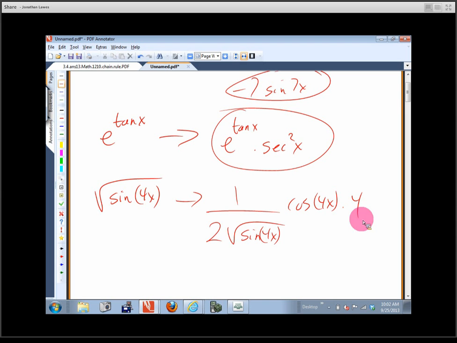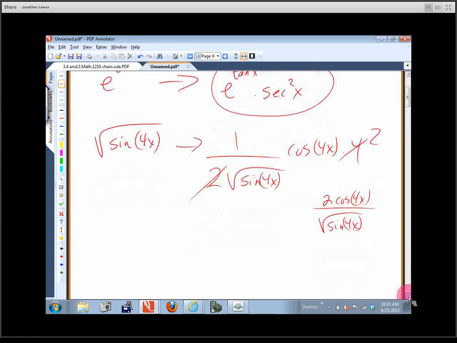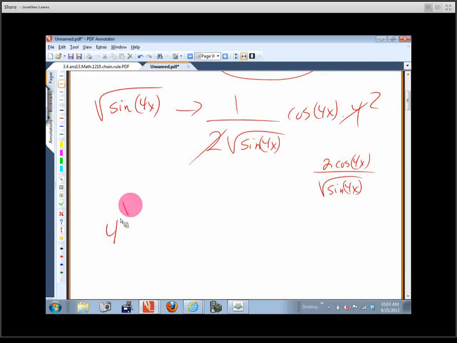And then we'd want to clean up just a little bit. I'm going to cancel this with that. That's going to be a 2. So we're going to have 2 cosine 4x over the square root of sine 4x. But again, the nice thing about writing it this way is you can see a big long chain of derivatives. We had 3 nested functions here. So you can see the derivative of a square root right here. You can see the derivative of a sine right here. And you can see the derivative of 4x right there. Okay? All right. Now, what's the derivative of 4 to the x?